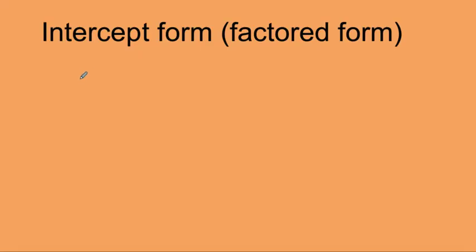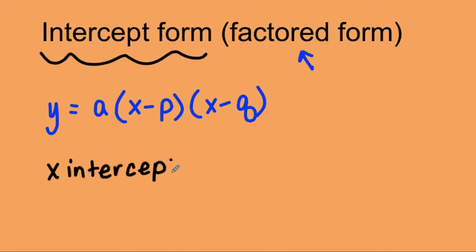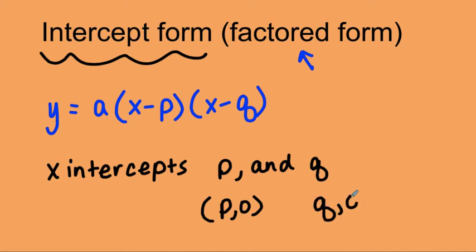All right, and then the last one is intercept form. That's the mathy name. I like to think of it as factored form. It's in factored form. So y equals a times (x minus p) times (x minus q). So this form, we can actually see the x-intercepts as constants in the equation. The x-intercepts would be p and q. And remember, x-intercepts would then be (p, 0) and (q, 0) because those intercepts are coordinate points.